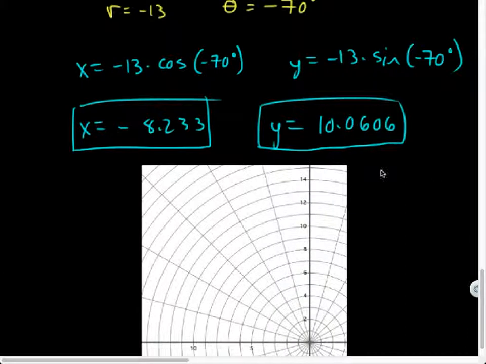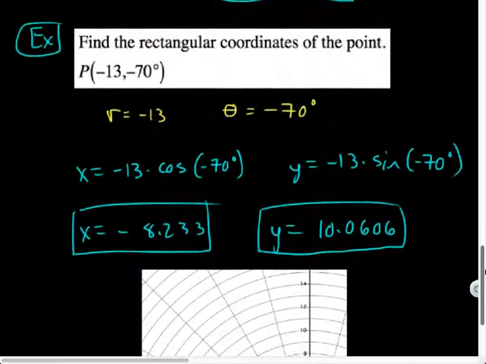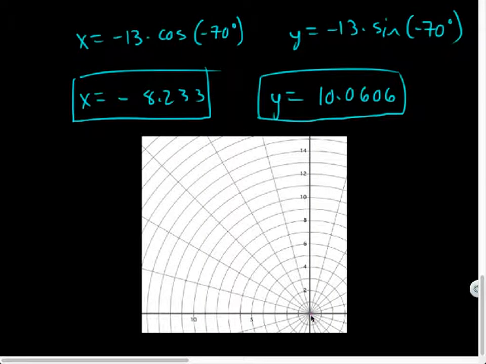So the original point was -13, -70. -70 is like down here, looking that way, right? But -13 would have taken me up this way. So I'm somewhere up here, right? You agree that's -13, -70 degrees? Okay. So let's think about the triangle based off of that. Rectangular speaking, that should be -8.233, and this should be 10.0606. And I believe that makes sense.